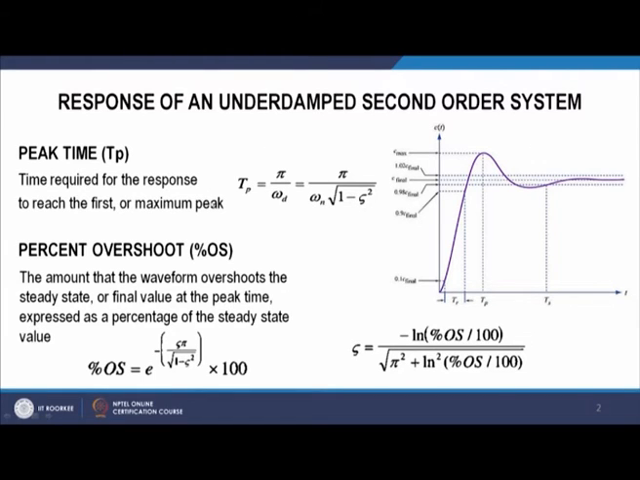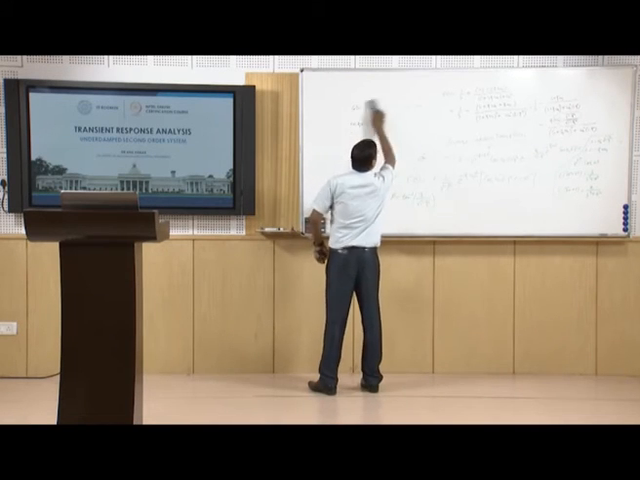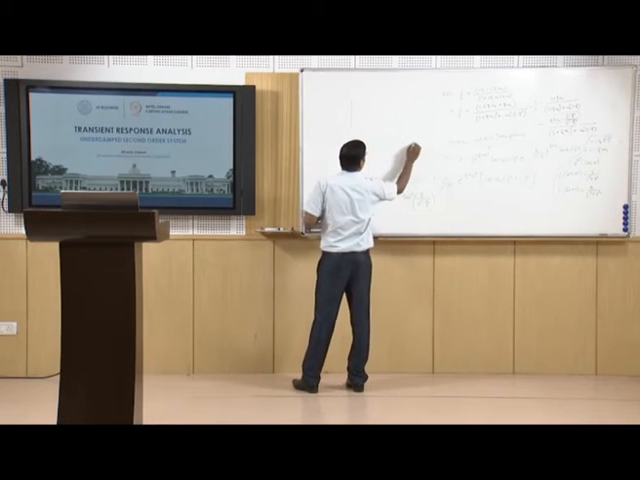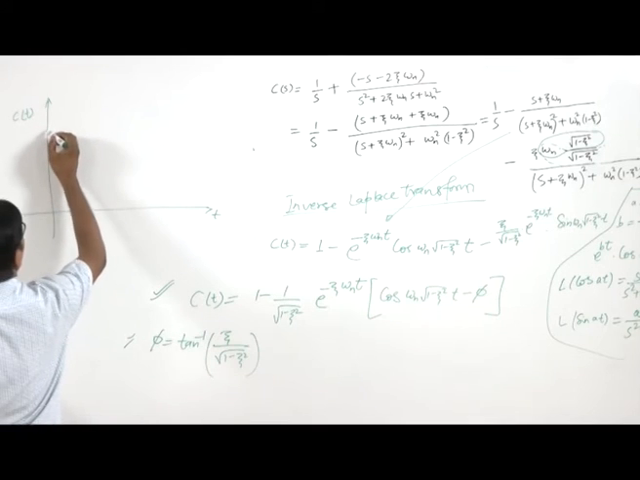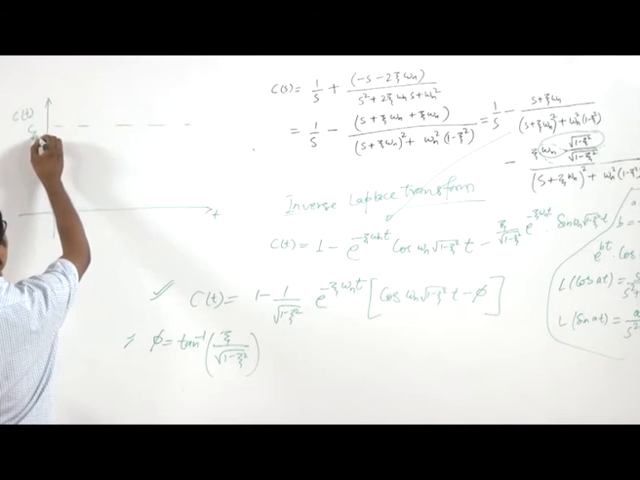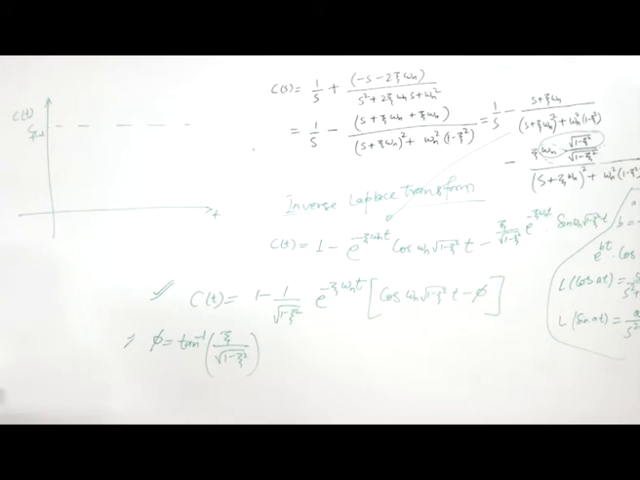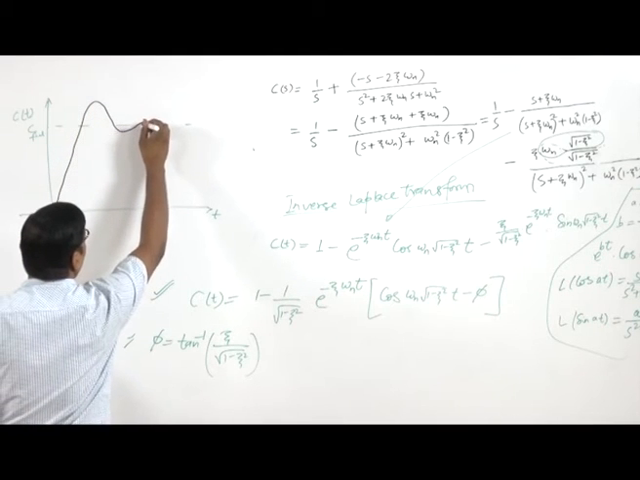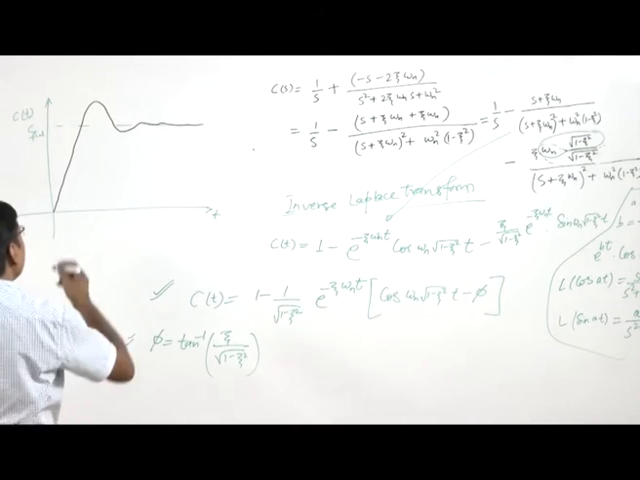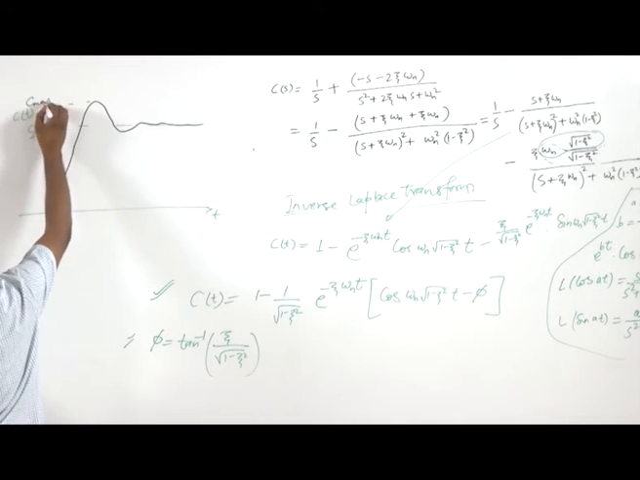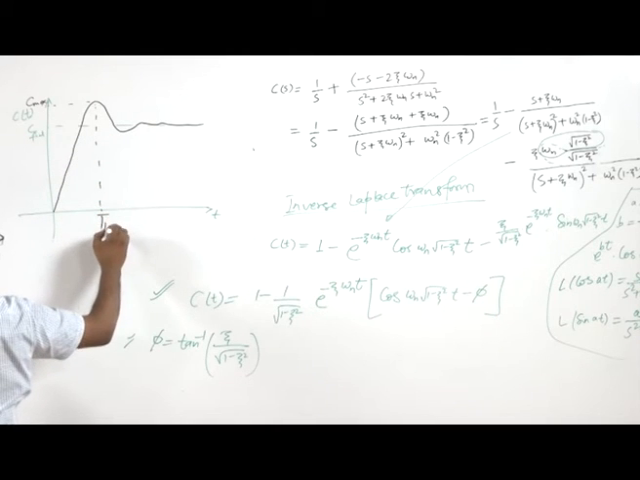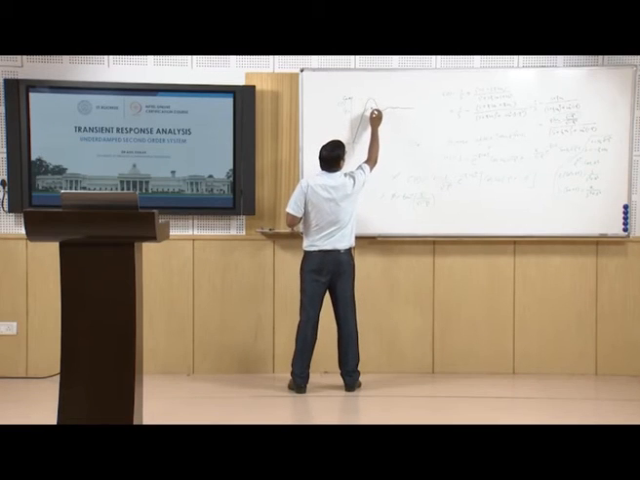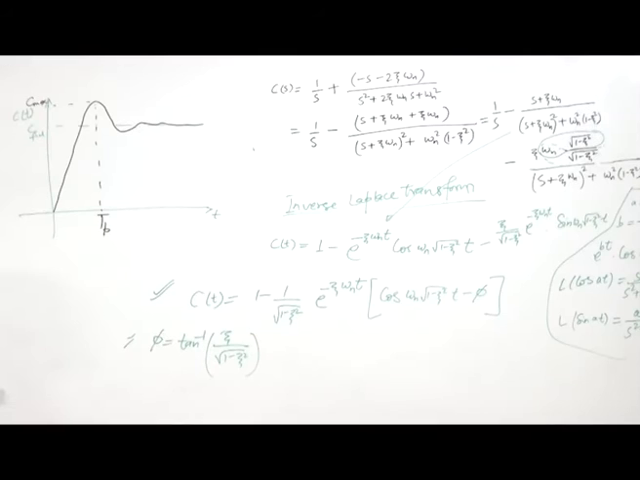So from seeing the response, if we plot the response of this underdamped second order system, we can see that if this is our C final or final value, the response will rise, it will overshoot, and then it will come back down. So this value is called C max or peak value, and the time at which this peak value occurs is called the peak time. Then this value C max, how much it rises with respect to this, is called overshoot.